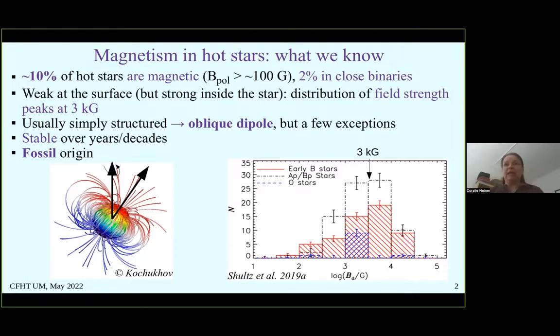Since we discovered them, they did not change. There are several stars that we've been following for decades. And they are very stable because they are of fossil origin. That means it is not the star that generates the magnetic field like in a dynamo in the sun or so. It is a magnetic field that was present when the star was formed and that got trapped in the star. And so it is stable with time, apart from the fact that because the magnetic axis is inclined compared to the rotation axis, we will see the magnetic field under various inclinations as the star rotates.